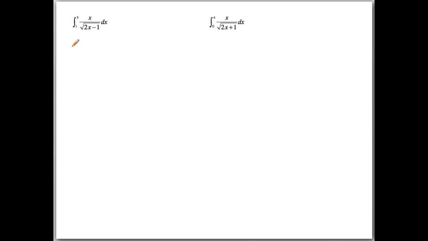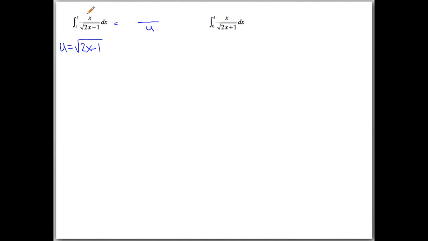So just for a hint, I'm going to let you know that u in this case can be the square root of 2x minus 1. So by letting u equal the square root of 2x minus 1, I now am able to rewrite this integral with u in the denominator.